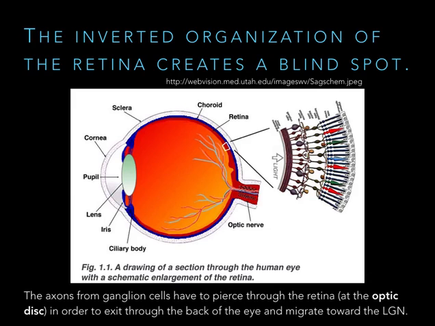The point at which they pierce the retina is what we call the optic disc. This is an area that cannot contain photoreceptors because the axon is piercing through the retina in order to project back to our brain. And so in this area, which is thus devoid of photoreceptors, we see absolutely nothing.